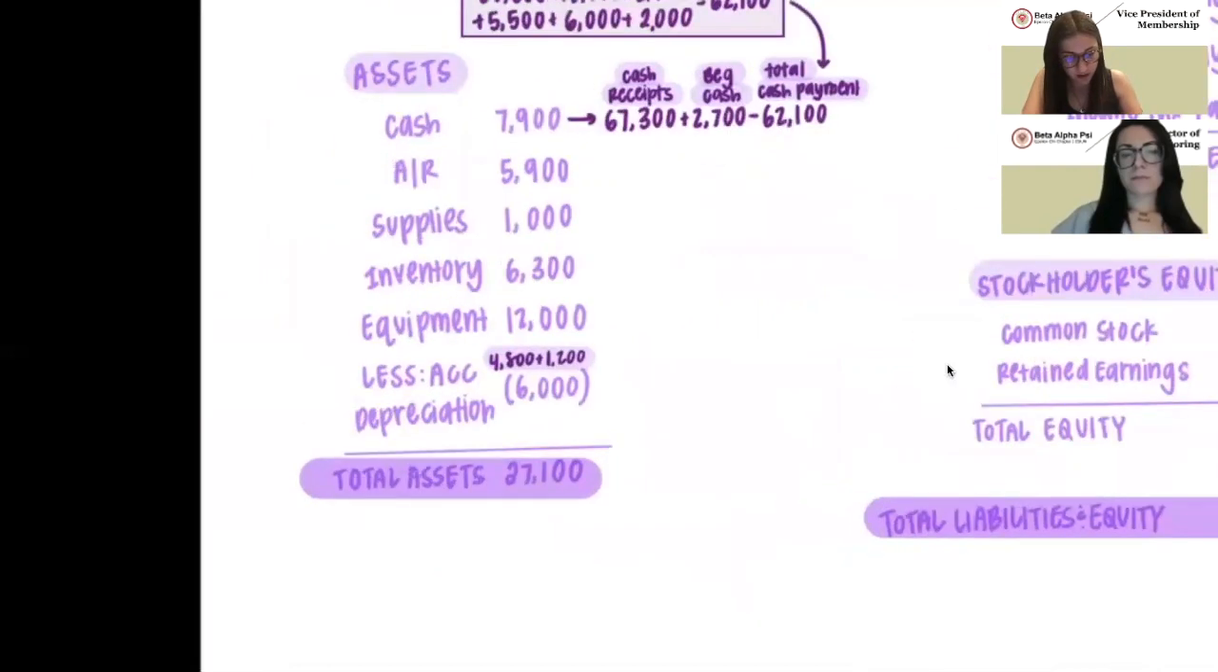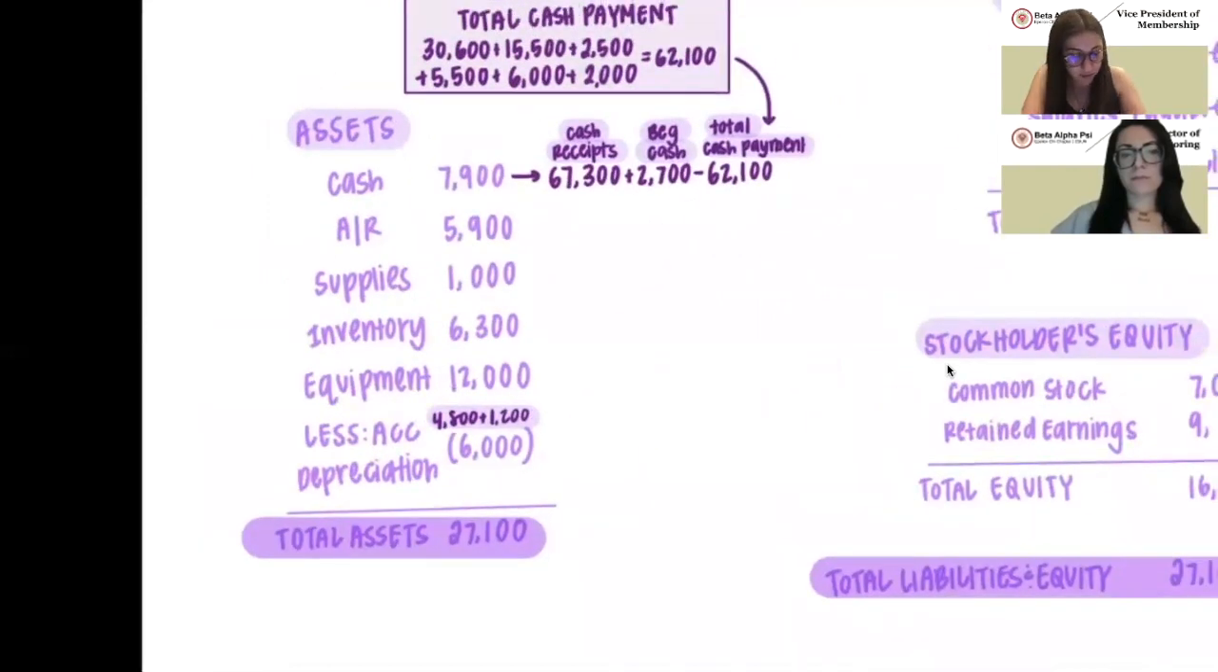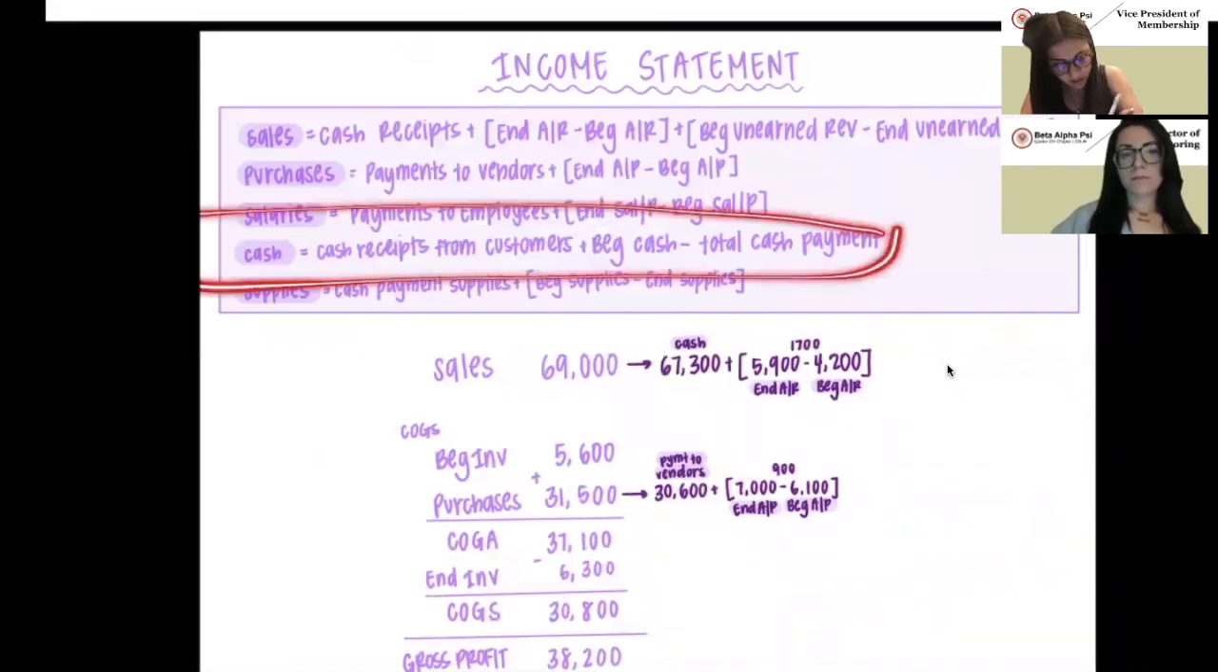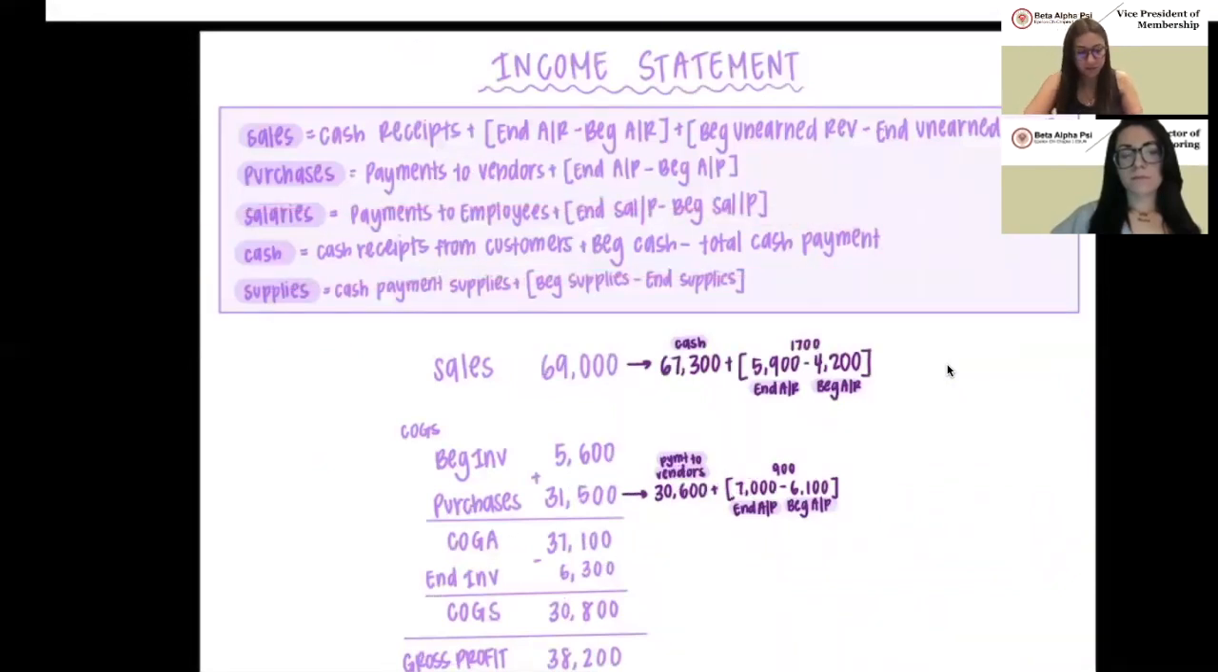So first, let's start with our assets. The first asset that usually goes on your balance sheet is going to be cash. And so here we have a cash formula. What it's going to be is our cash receipts from customers, all the cash that we got during the year, plus our beginning cash, minus all the cash that we paid out.